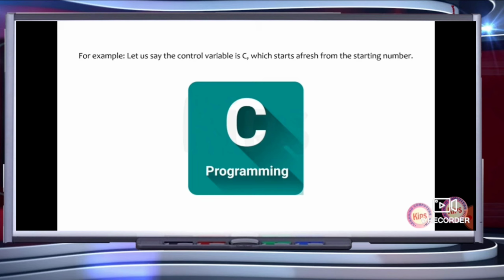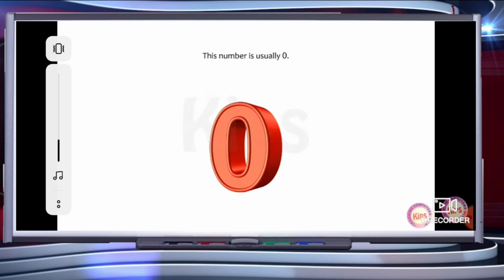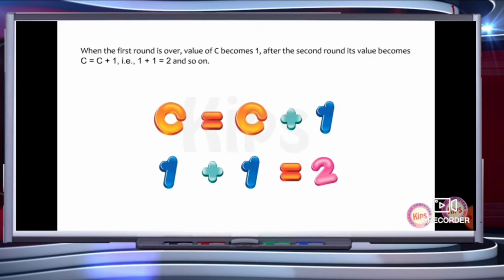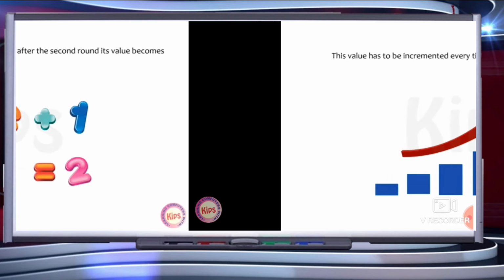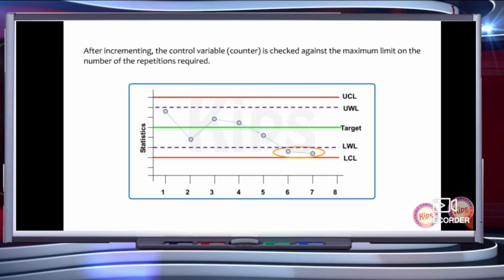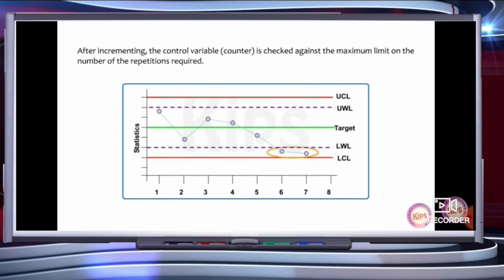We start afresh from the starting number. This number is usually 0. When the first round is over, the value of c becomes 1. After the second round, its value becomes c = c + 1, that means 1 + 1 = 2, and so on. This value has to be incremented every time the required process is repeated. After incrementing, the control variable is checked again against the maximum limit on the number of repetitions required.